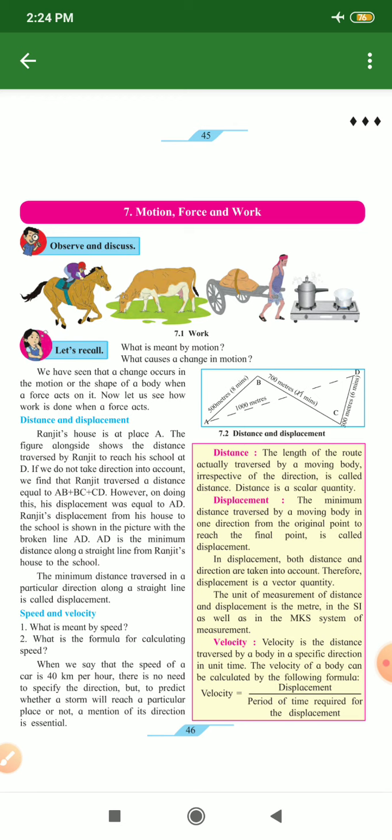Next, what do you mean by velocity? Velocity is the distance traversed by a body in a specific direction in unit time. The velocity of a body can be calculated by the following formula. Velocity is equal to displacement upon period of time required for the displacement. So students, this definition also you have to learn and write, and also this formula. Now let us play a video.